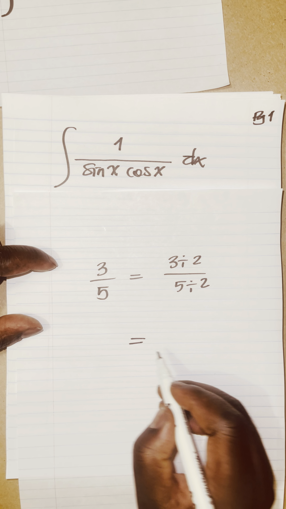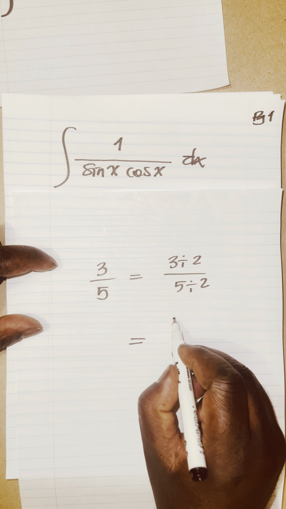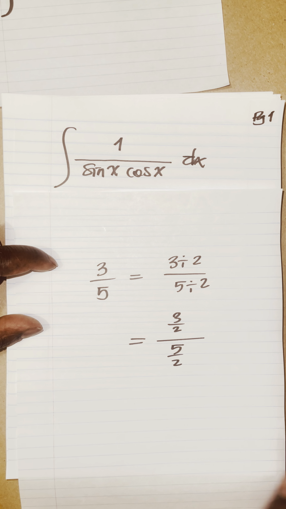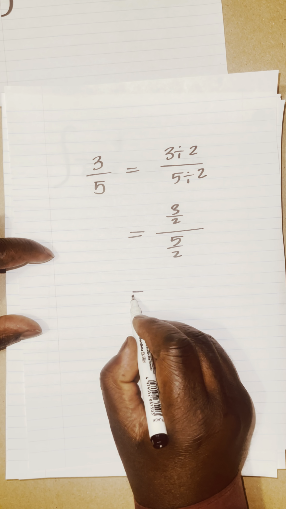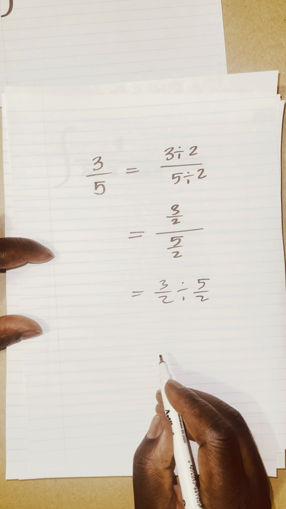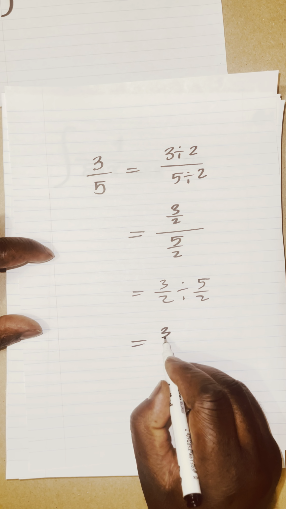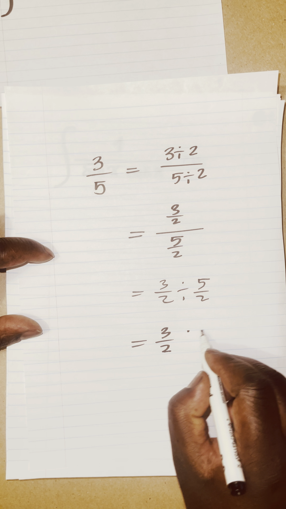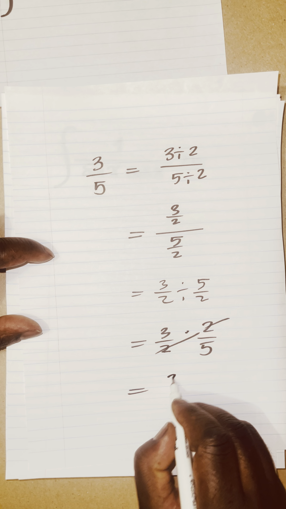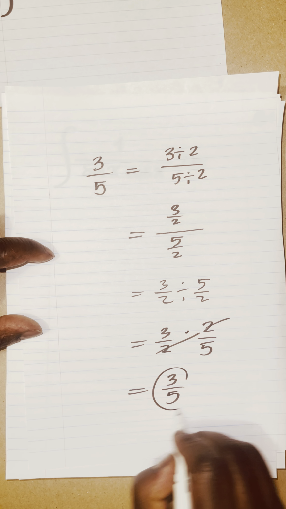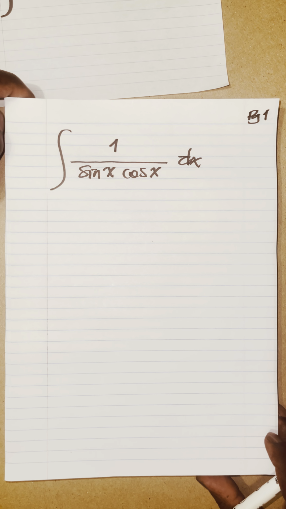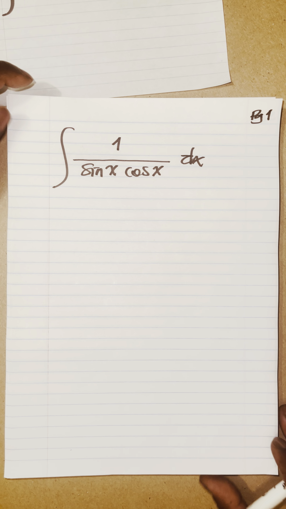Let's see what this becomes. The numerator is 3 over 2. The denominator is 5 over 2. And what does this mean? It means 3 over 2 divided by 5 over 2. And if you simplify this, you'll agree with me, 3 over 2 times 2 over 5. The 2's cancel, and what are we ending up with? Same fraction, 3 over 5. So what you do in the numerator, do the same in the denominator. The fraction does not change.